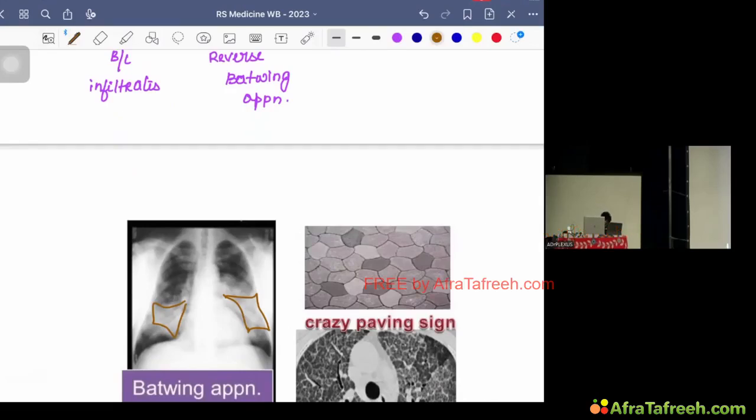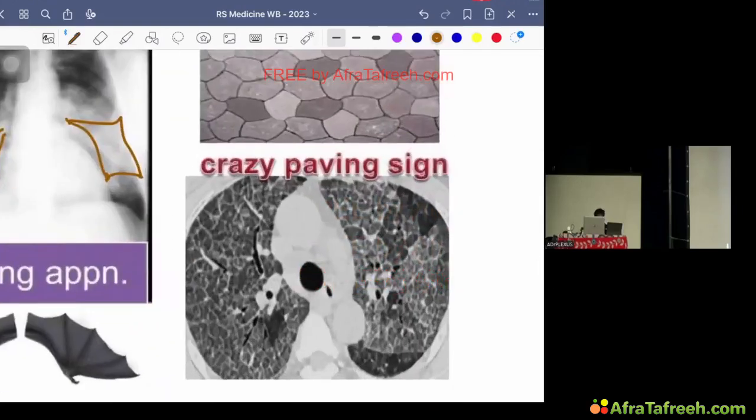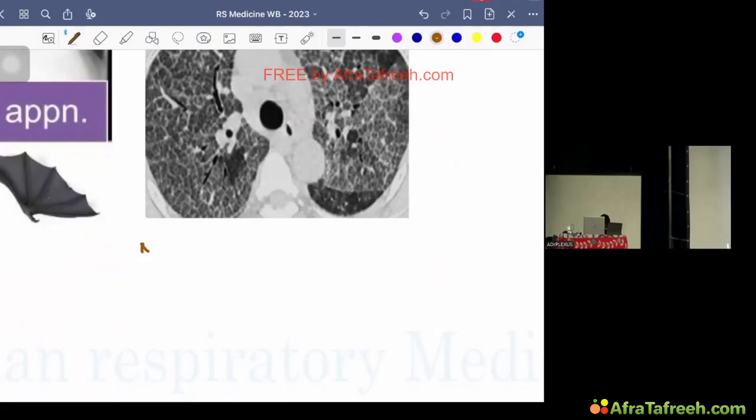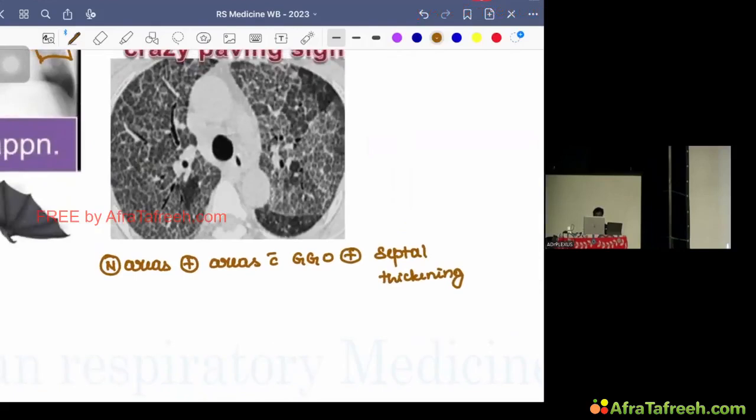Okay, and next you can go for HRCT. What is HRCT going to show? HRCT is going to show a crazy paving pattern. So what is this crazy paving pattern? Here you are going to have normal areas plus areas with ground glass appearance with septal thickening. This is what you get to see in patients with pulmonary alveolar proteinosis.